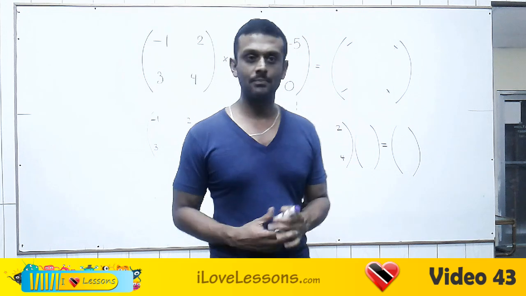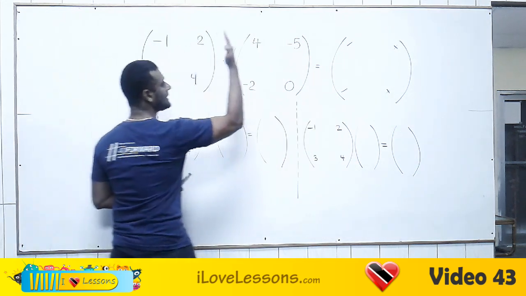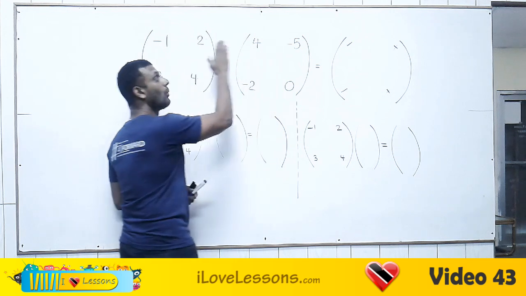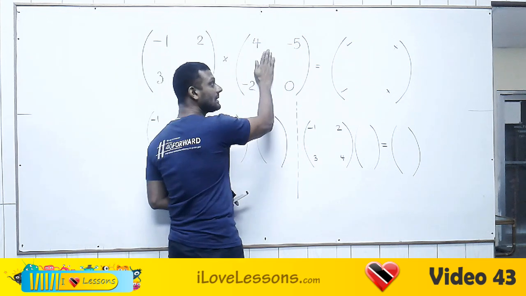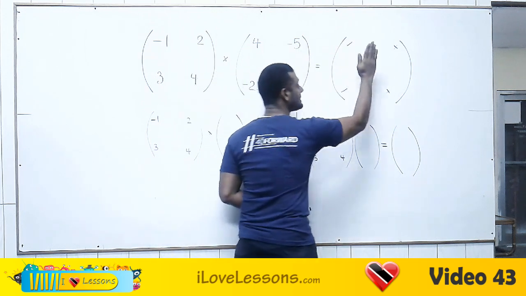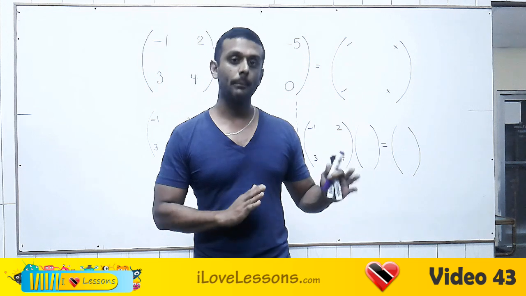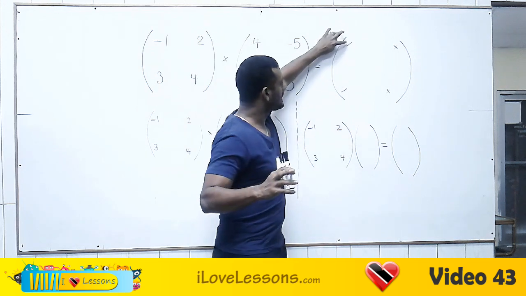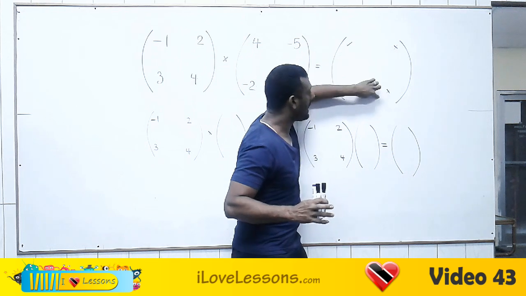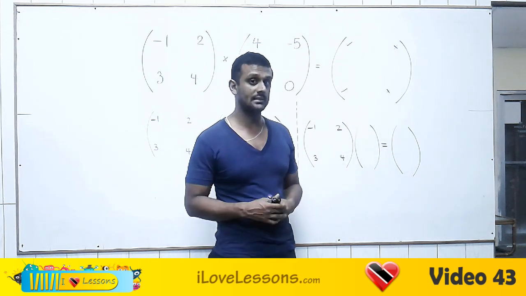So let's get started. On the board here, we have a 2 by 2 matrix and we have another 2 by 2 matrix. When you multiply a 2 by 2 by another 2 by 2, your answer will also be a 2 by 2 matrix. So my job, a 2 by 2 has 1, 2, 3, 4 answers. My job is to show you how to get those 4 answers.